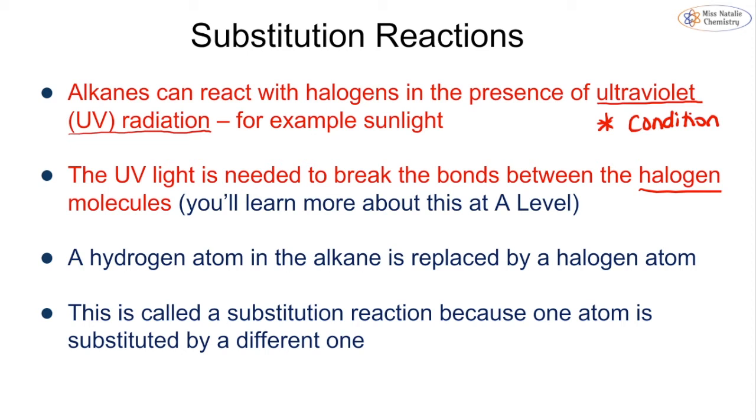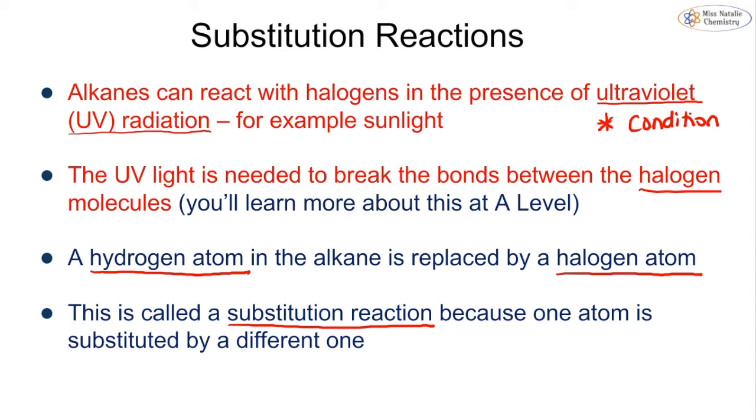So what actually happens here is a hydrogen atom in the alkane is now replaced by a halogen atom. And this is known as a substitution reaction because we are swapping out one atom for a different one. Just the same as if it was in a football match and you had one player coming off the pitch and another player going on, we call that a substitution. It's the same logic here. We're substituting one atom in the alkane for a new atom, in this case, a halogen.